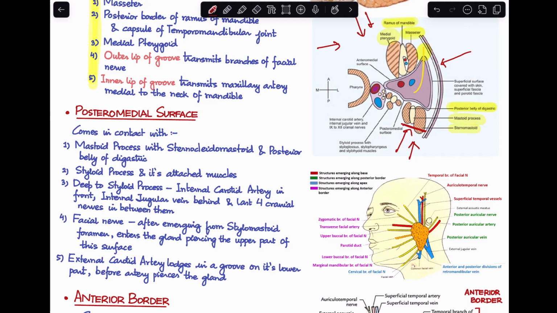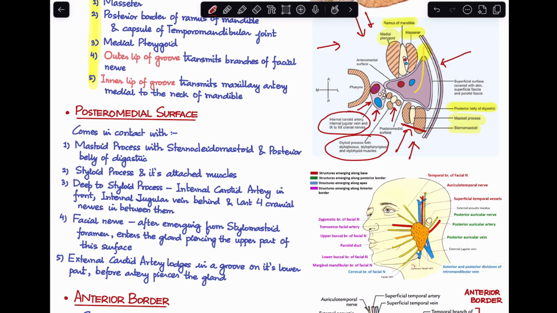Second, we have the styloid process along with all the muscles which are attached to it, which is the styloglossus, stylopharyngeus, and stylohyoid muscles. And deep to this styloid process, we have right over here, see in the image, this is the internal carotid artery, the internal jugular vein, and the last four cranial nerves. So this is the next couple of structures which is related.